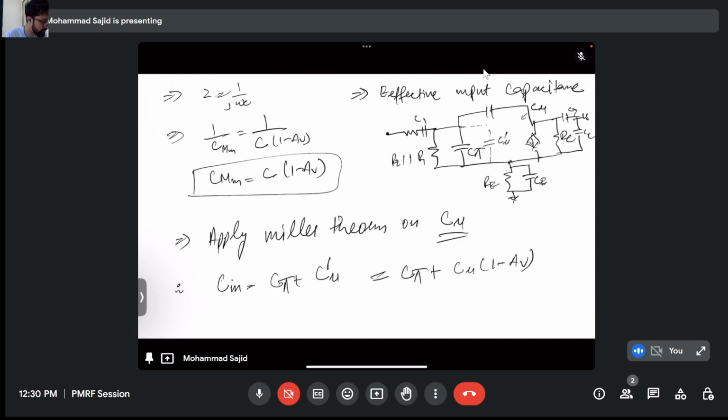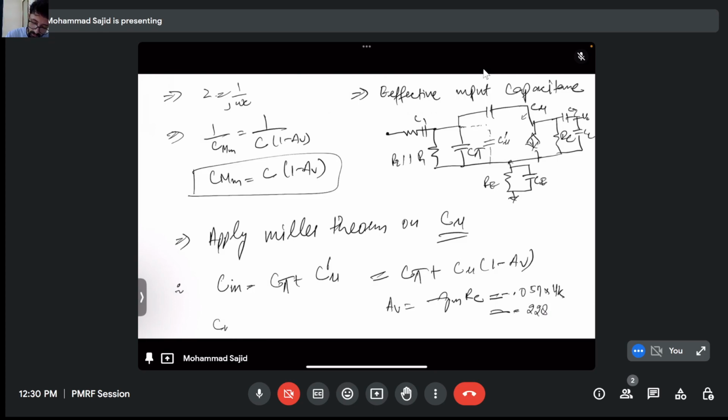What is AV? You know now what is AV, right? We already calculated that, it is gm RC. AV is given by minus gm times RC. My gm is 0.057 into RC is 4K. So it will be around 0.057 into 4 into ... 228.